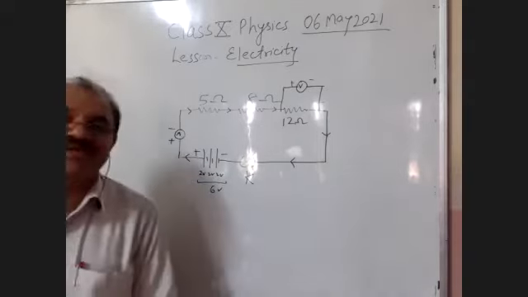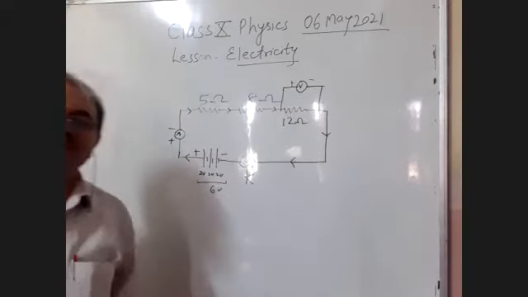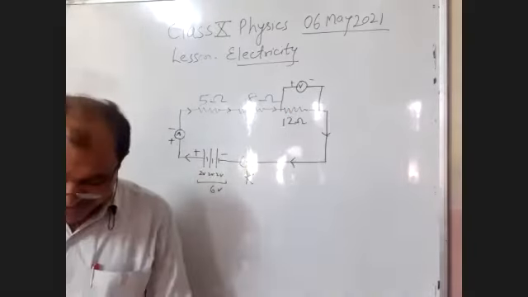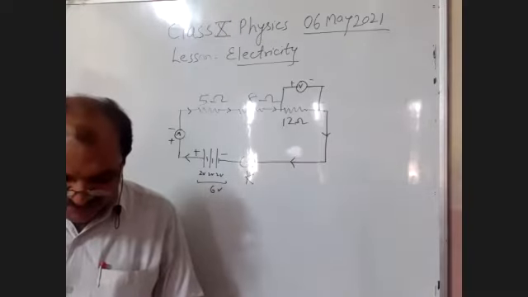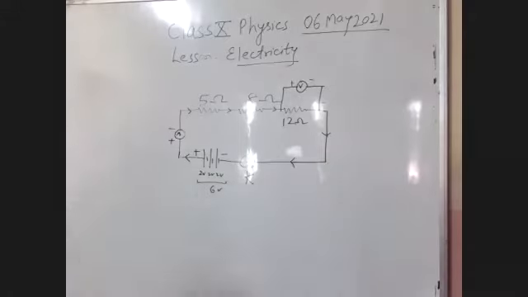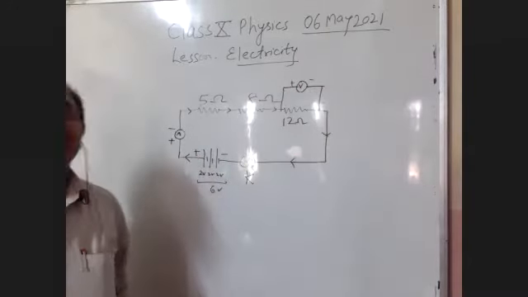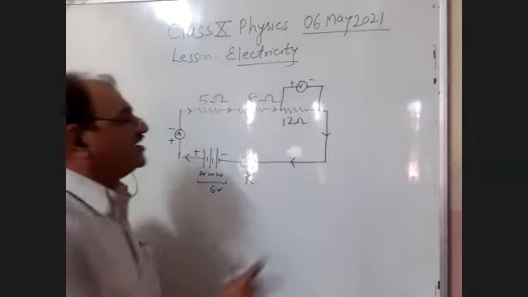Why is it connected so? Due to its high resistance, the voltmeter is connected in parallel, and the ammeter, due to its low resistance, is connected in series. Now students, what do we have to calculate? What would be the reading in the ammeter and the voltmeter? Very simple and straightforward questions, students. We only have to note down the reading of the voltmeter and the reading of the ammeter. It means we have to find two things.